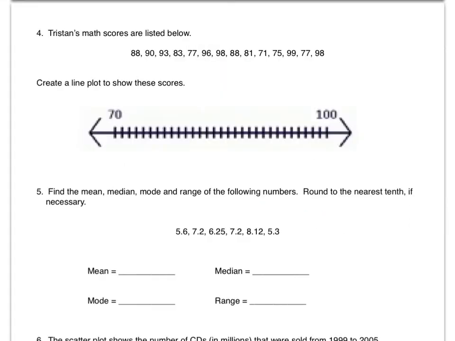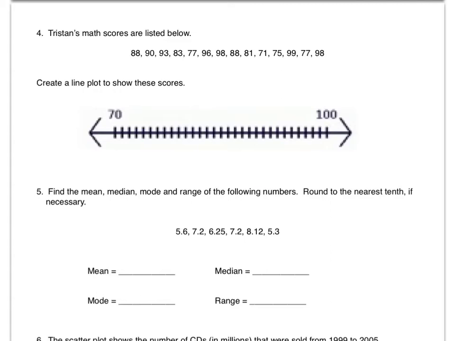Next page, Tristan's math scores are listed below. We're going to create a line plot. So first thing I notice is that I already have my numerical data, so I'm good. My line plot is labeled, but not all of them are labeled, so what I'm going to do is see what it's counting by. So I look at it and I can pretty much tell that I'm going to go from 70 to 100 and it's counting by ones.